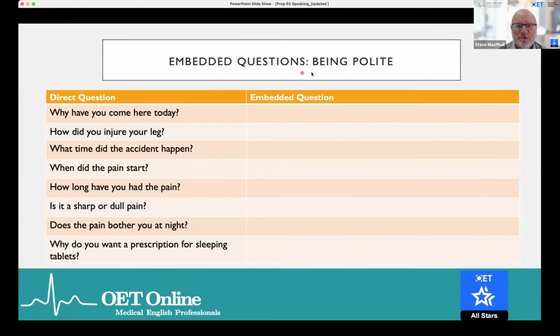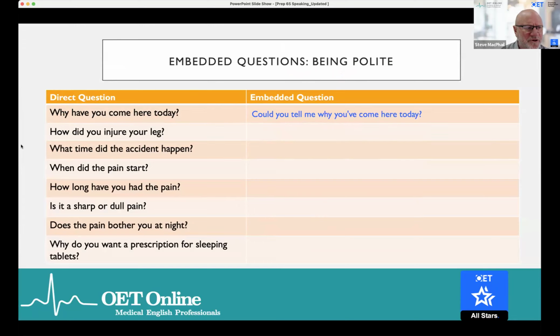Right, let's start with embedded questions. And this is a polite way to communicate. So it's a very natural and important thing to do, but it requires a bit of grammatical knowledge. So we can have a direct question. Why have you come here today? That can sound a little bit harsh if that's your opening sentence. But if we embed it, could you tell me why you've come here today?